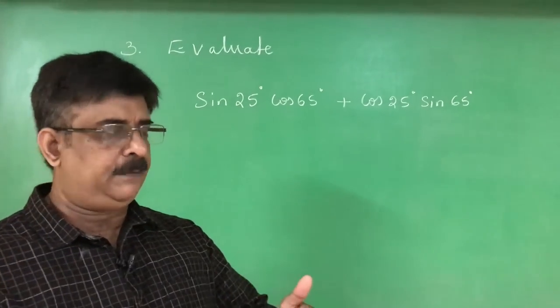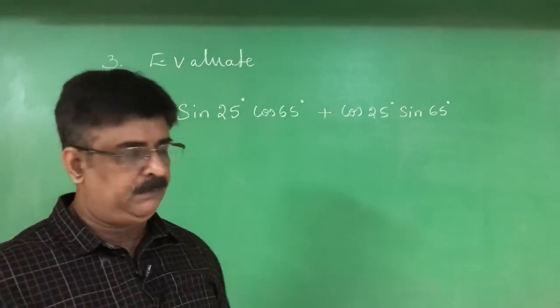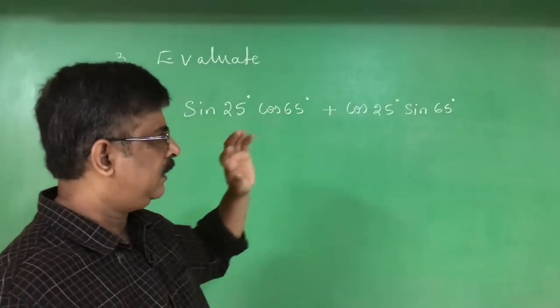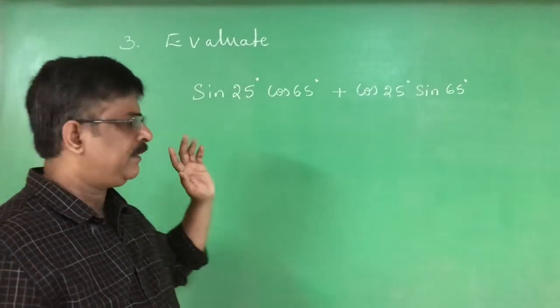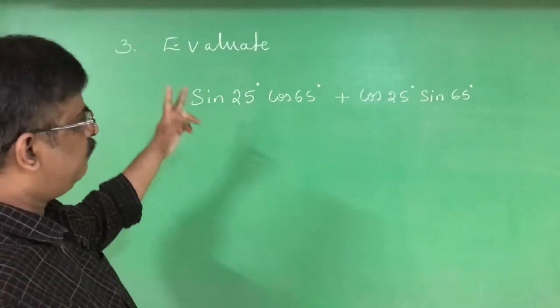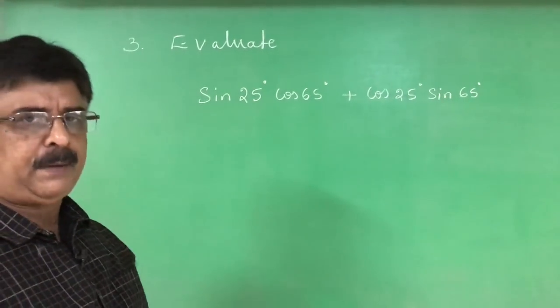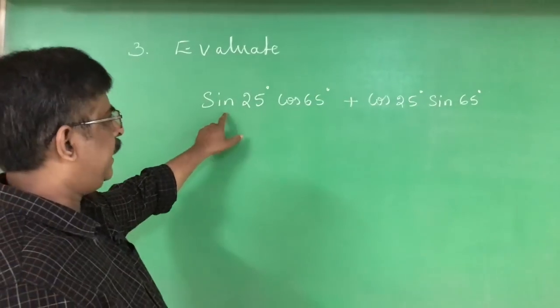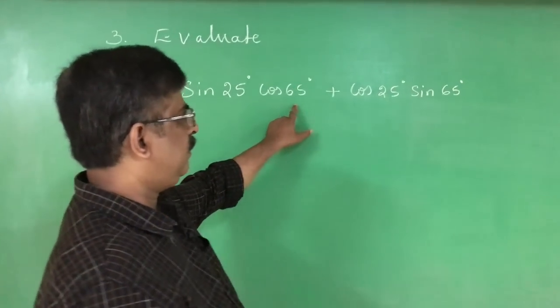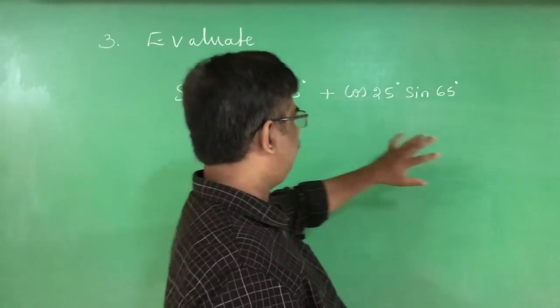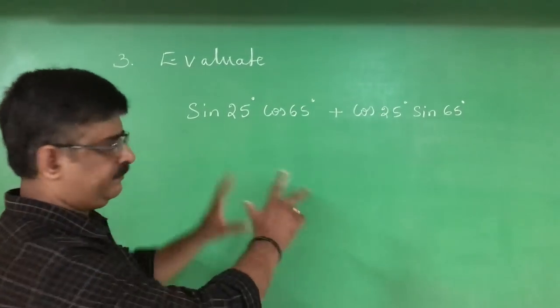In the third question, that is evaluate, we solved one problem. There is one more problem in the evaluation. This is also very simple. Here we are using both concepts: one is complementary angles as well as the identity part. Sin 25 cos 65 plus cos 25 sin 65, we have to find the value of this.